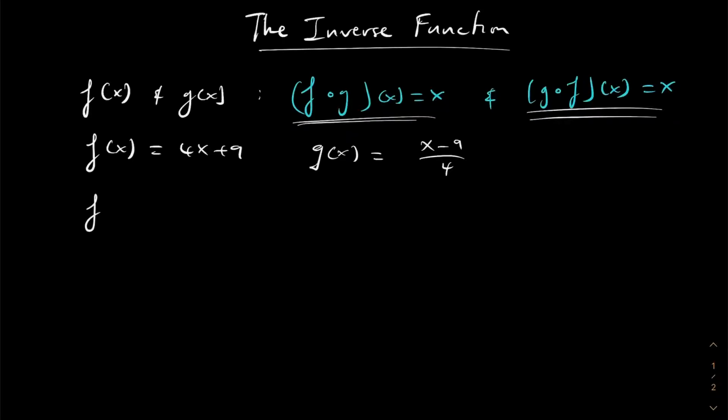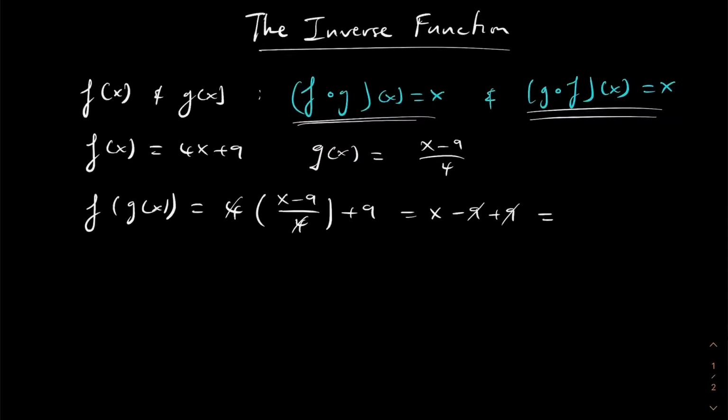So starting with f of g of x, this is going to give us 4 times (x minus 9) divided by 4, plus 9. And as you can see here, the 4 and 4 cancel. What you have is x minus 9 plus 9, and then the 9s cancel, and all we're left with is just x. So this one works out.